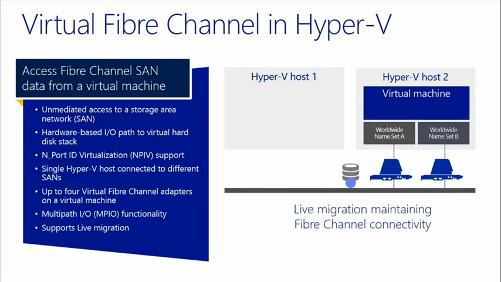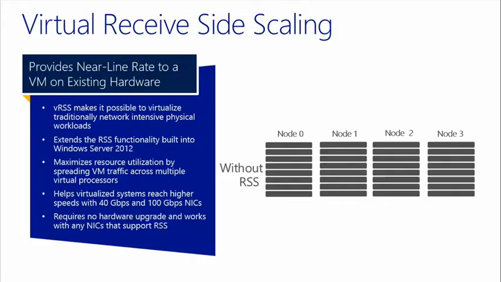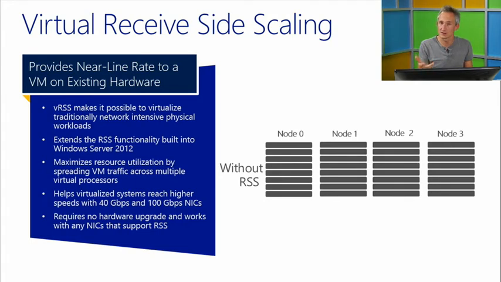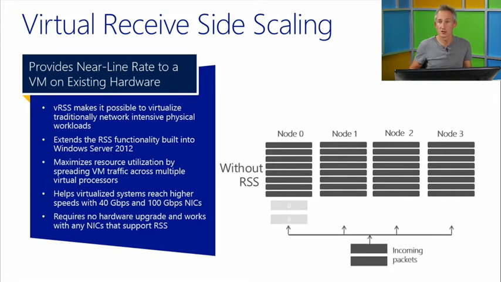When we think about other areas of performance, we think about areas like network. And one of the areas we've really innovated in is something called receive-side scaling, or specifically virtual receive-side scaling. So when we think about the host OS, we think about the Hyper-V host itself and Windows Server in the physical world, RSS is a capability that enables us to better balance the processing of traffic within the physical environment across our processors within our host.